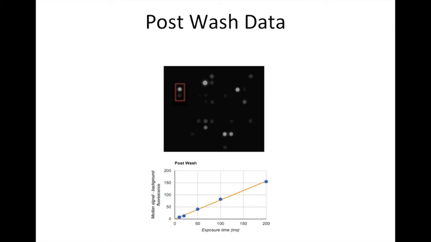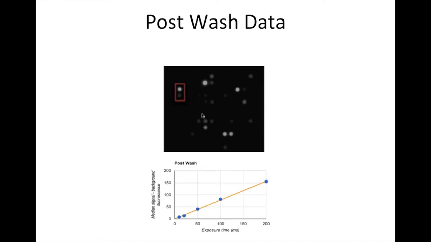Another way we can look at this data is by taking multiple pictures of the array in the same state. So this is an example of varying the exposure time of the camera. If I take a picture for only 10 milliseconds, I get this much phosphorylation as measured by the fluorescence of a given spot. If I increase that to 20 milliseconds, 50, 100, 200, I get a linear response with increasing signal.